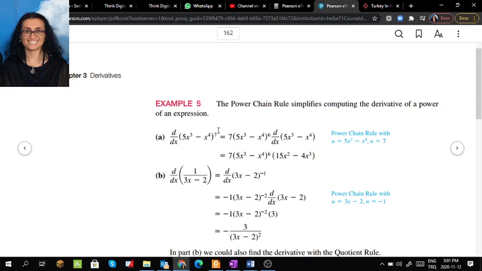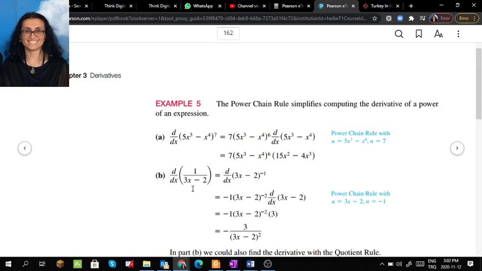Alright, so the power chain rule says take the power to the front and then decrease the power by 1, and keep the inside function and take the derivative of the inside function. The derivative of the inside function, as you would see, is going to be 15x squared minus 4x cubed, and you get the answer. Here you can consider u as the inside function. You can name it as 5x cubed minus x to the 4 if you want to use Leibniz's rule.